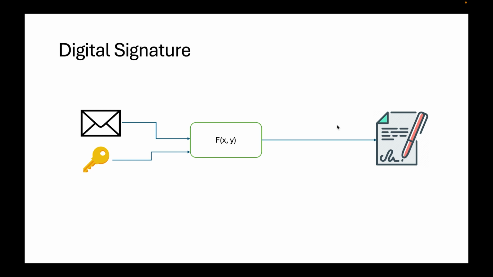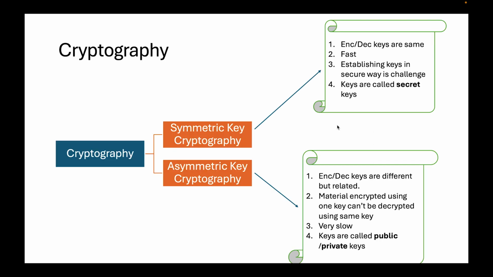Now, the algorithm of creating a digital signature is out of the current discussion. But in simple words, I tried to explain how the digital signature is created and why there is a need for a key. Now, the world of cryptography is actually divided into two parts. One is called symmetric key cryptography. Another one is called asymmetric key cryptography.